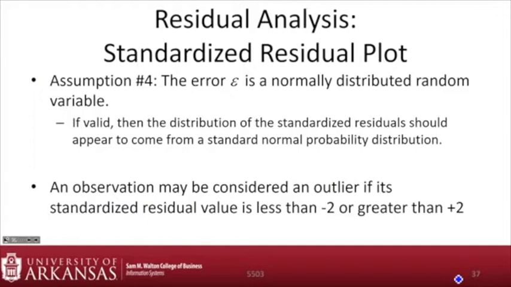The other thing we're going to look at is our standardized residual plot. This is our assumption number 4. So the error is normally distributed. So if it's valid, then really what we're looking for here is that we shouldn't see any pattern whatsoever. They're coming from the standard normal probability distribution. We really just shouldn't see a pattern. So if we have an observation that has a standardized residual value that is less than -2 or greater than 2, this is one of the ways we can find outliers.